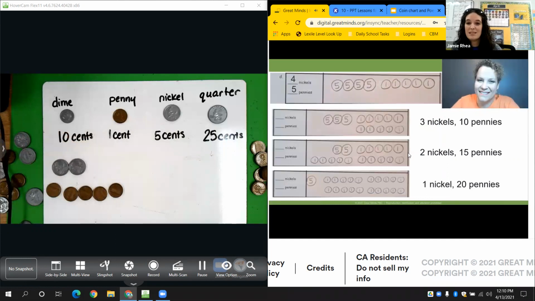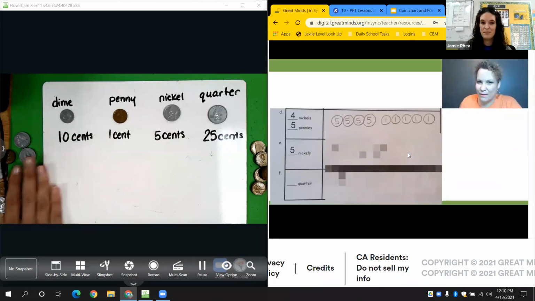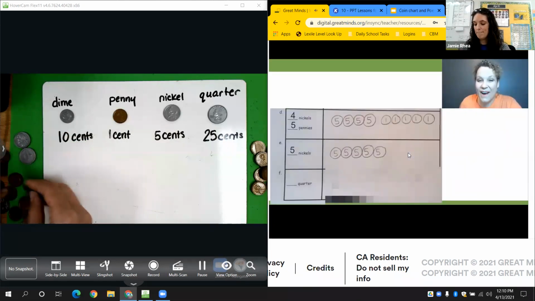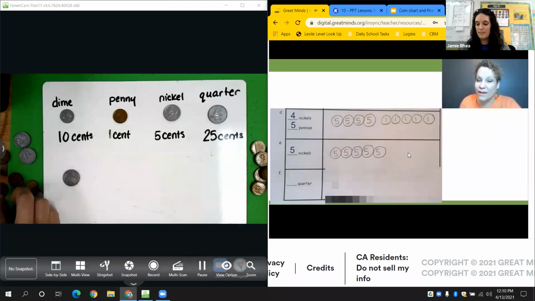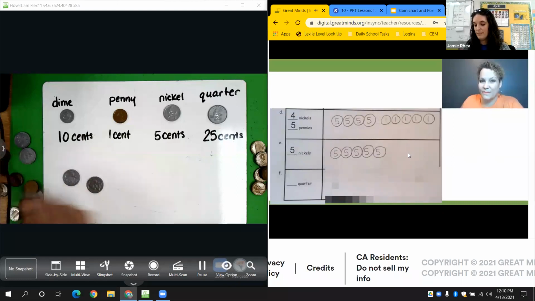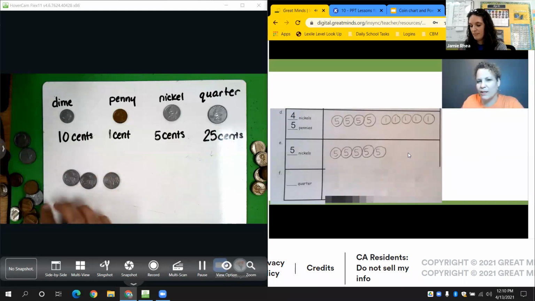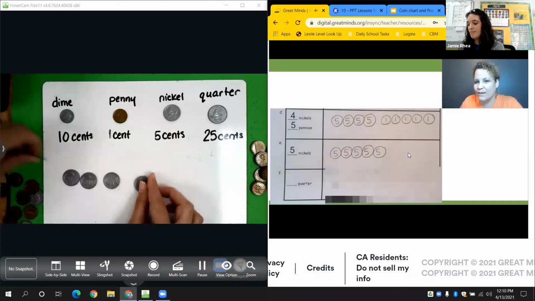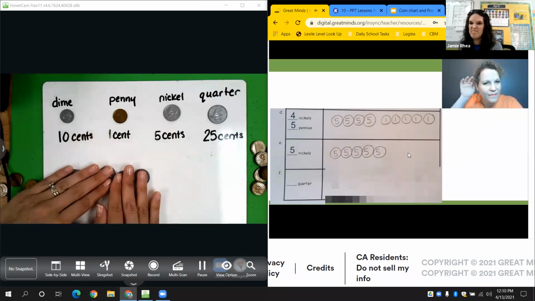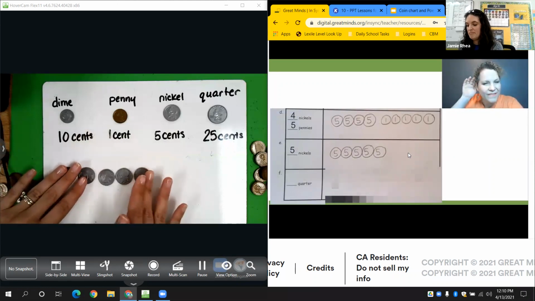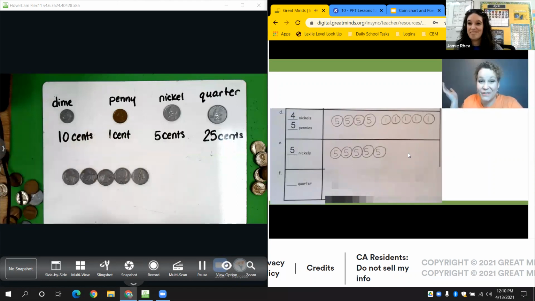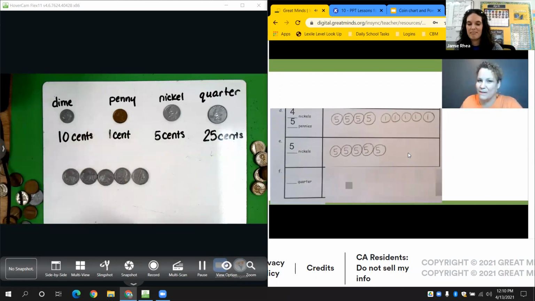Lots of different ways. Are we ready for letter E? Yep. 5 nickels equal 25 cents. Are there any other ways we could make 25 cents using just nickels? There's not. There's just the one way. It takes 5 nickels to make 25 cents.